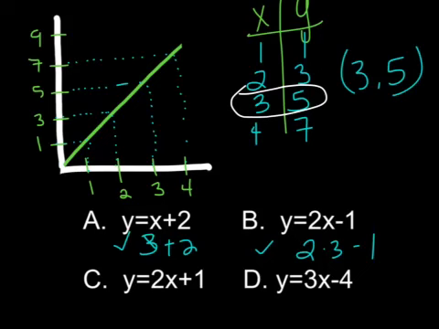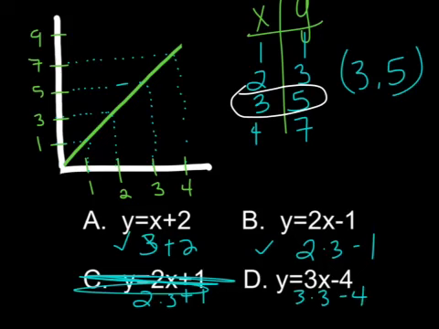Let's check this one. 2 times 3 plus 1. So 2 times 3 is 6, plus 1 is 7. Do I need to use that one? No, so I can go ahead and mark that one out. Let's look at my next one, D. So 3 times 3 minus 4. Well, 3 times 3 is 9, and 9 minus 4 is 5. Well, that one works too.